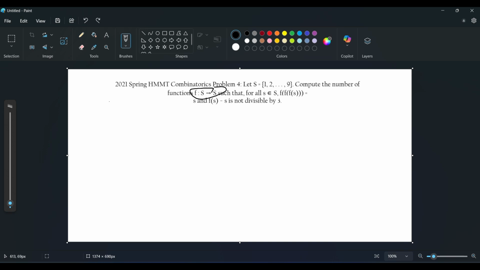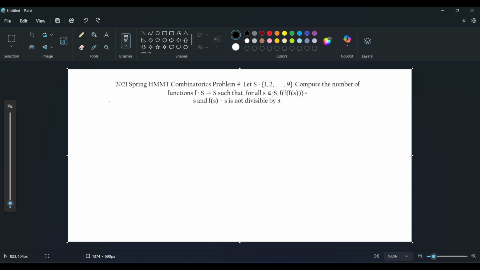Also, what this is saying is that the function f is going to take an input from the set s, so it's going to take an input of one element from s, and then another element of s is going to be the output. And so that's going to be defined for all integers inside of s. So keep that in mind. That's what this is saying.